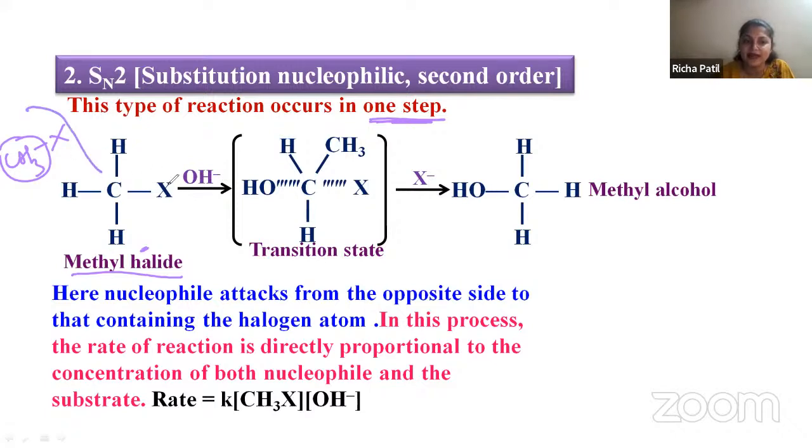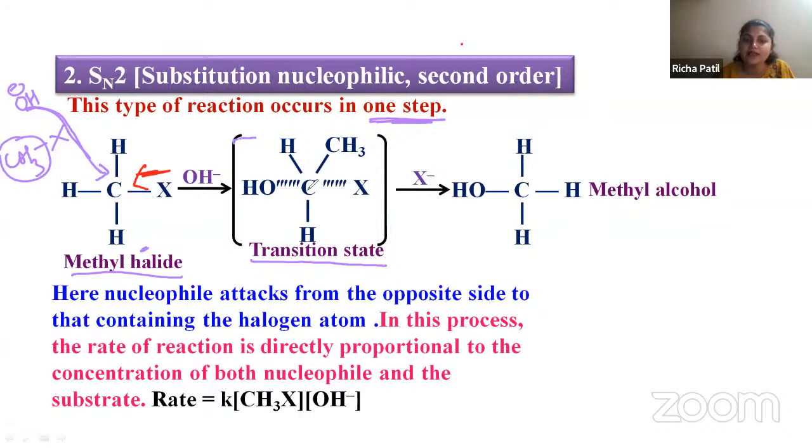This is the front side. I'll represent the front side with red, and with purple, this is your rear side. So the nucleophile will attack from the rear side of the carbon, that is, the back side of the carbon. Here you can see the partial formation of a bond. It forms a transition state. What do you mean by transition state? Here the carbon will have pentavalency. Carbon should have tetravalency, but it forms a pentavalency.